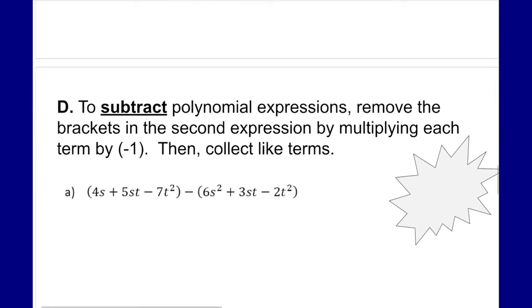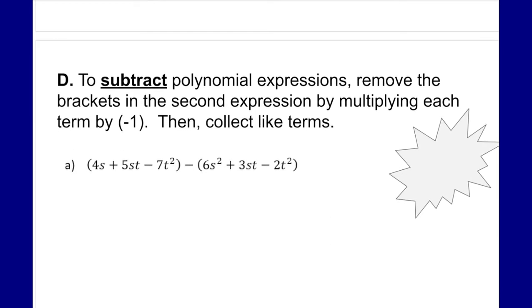If we're subtracting polynomial expressions, we have to do something different. When we're subtracting, we remove the brackets in the second expression by multiplying each term by negative 1. Once we do that, we collect like terms. So we can drop the first set of brackets, so we have 4s plus 5st minus 7t squared.